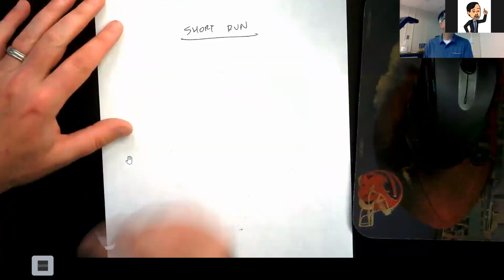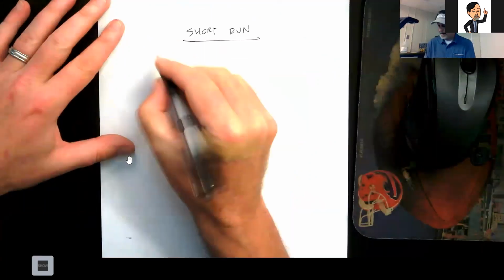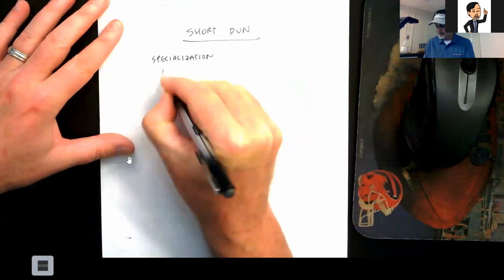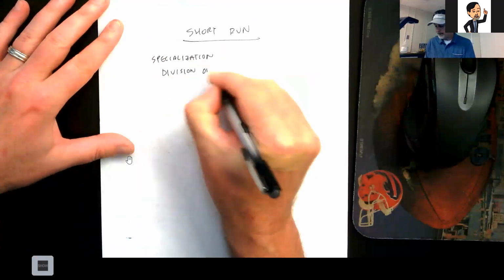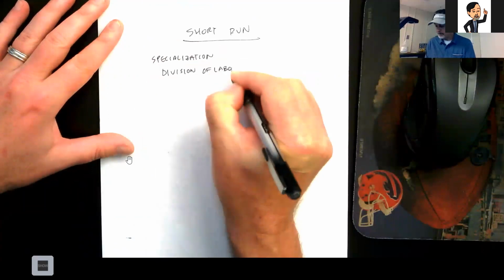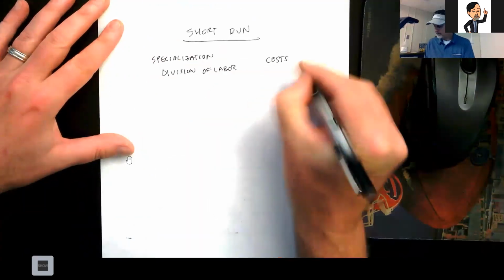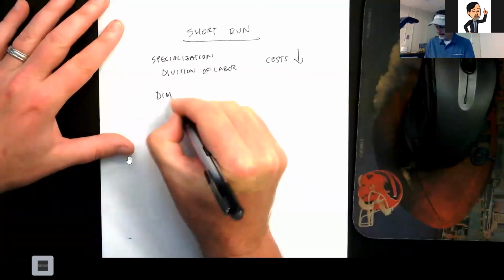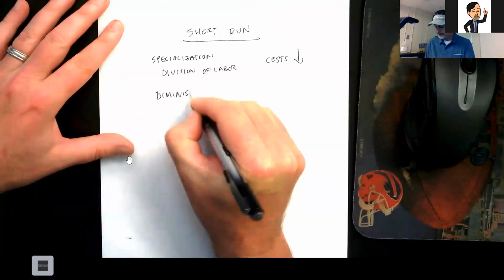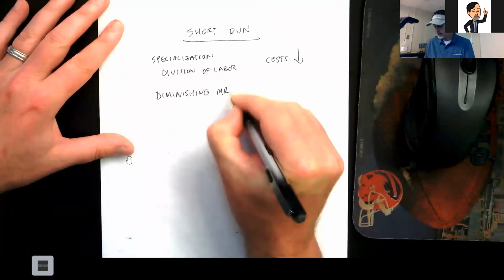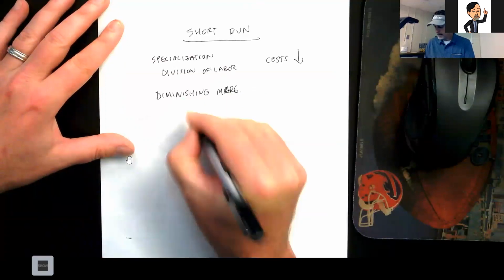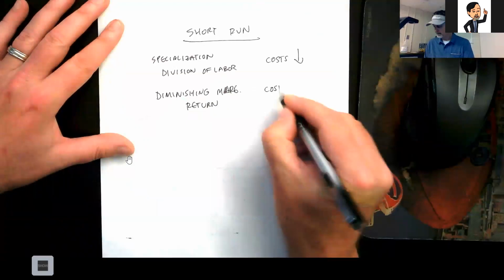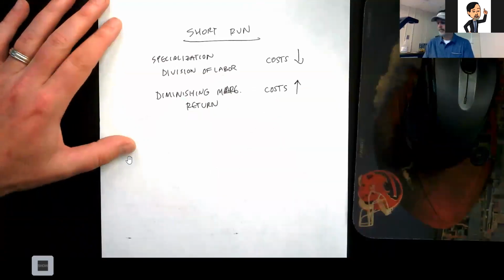In the short run, we have specialization and division of labor, and costs go down. Okay, then we experience diminishing marginal return. And what happens to our costs? They go up. Okay.